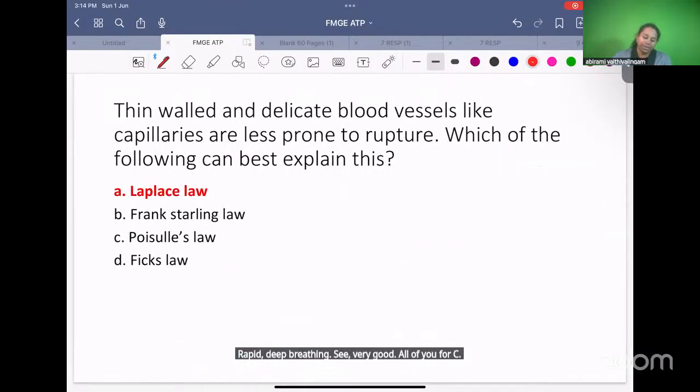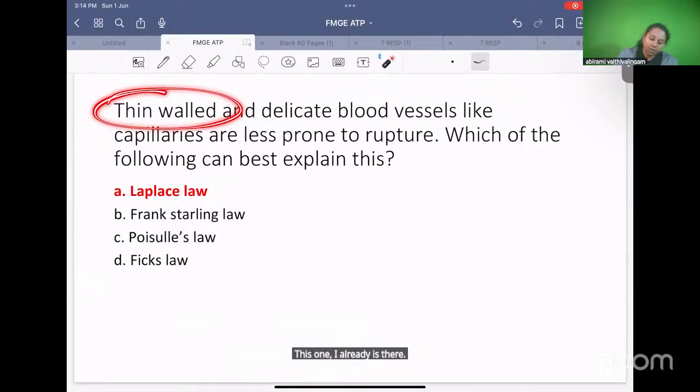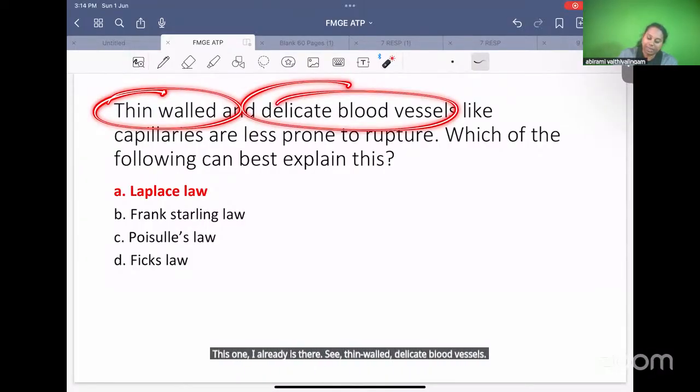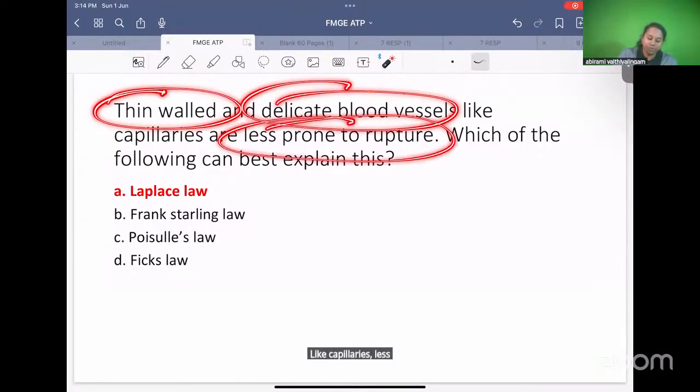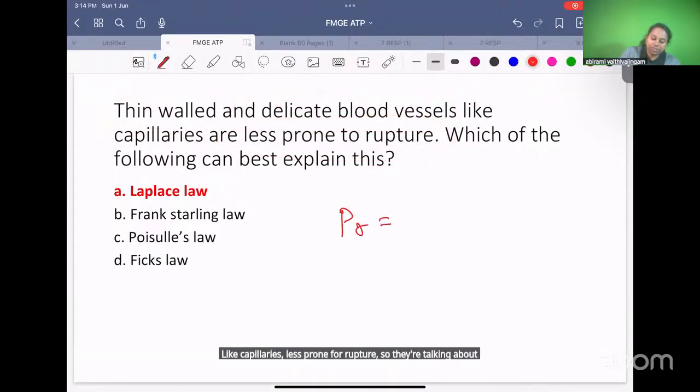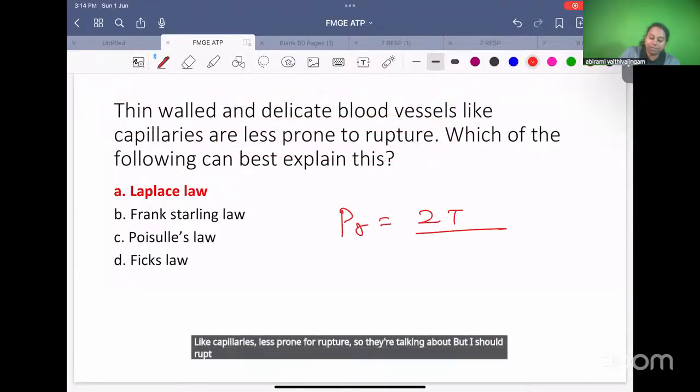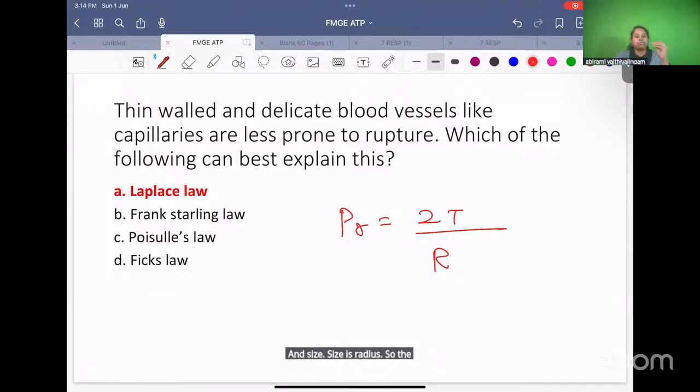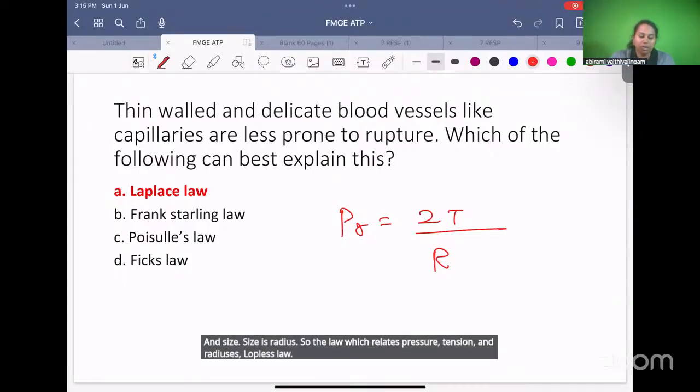This one, already it is there. See, thin-walled, delicate blood vessels like capillaries are less prone to rupture. So they're talking about pressure. Rupture means tension and size. Size is radius. So the law which relates pressure, tension and radius is Laplace law. So we'll go for Laplace law.